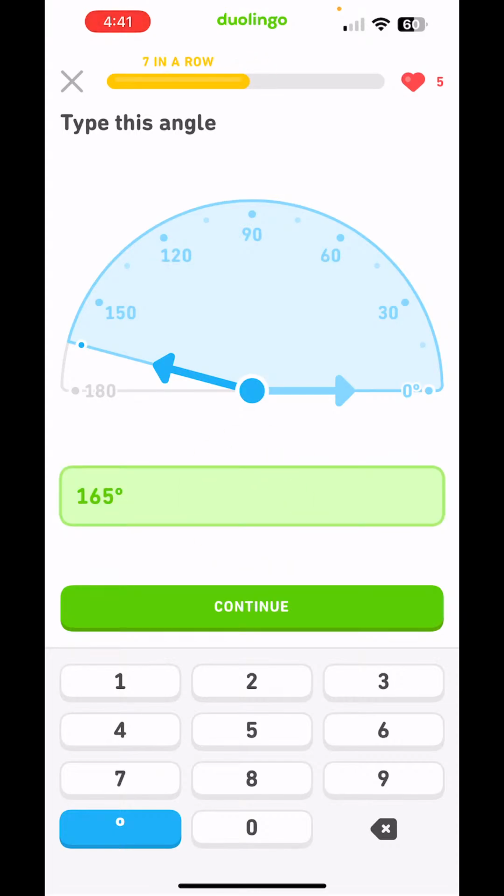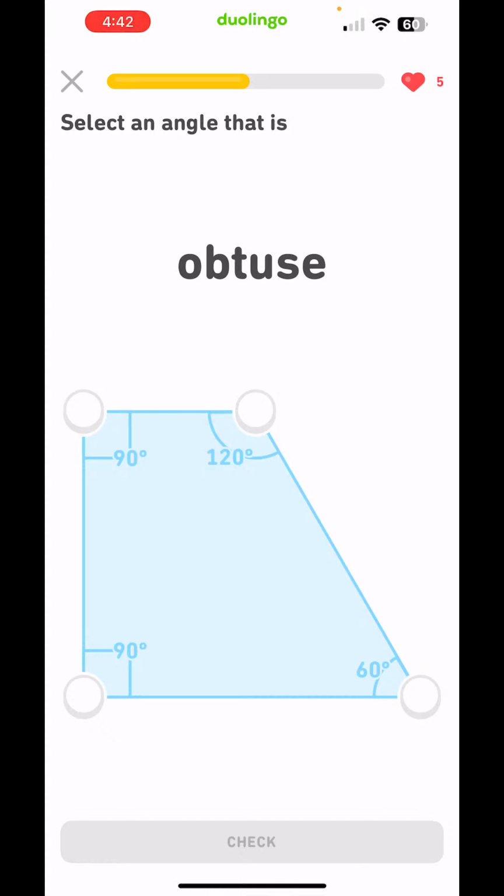Okay, let's keep going. Okay, select an angle that is obtuse. So we remember obtuse is more than 90 degrees. So it would have to be this one right here, the 120, right? This 60 is acute, and these two 90s are right angles. Yeah, you guys are right on the money.